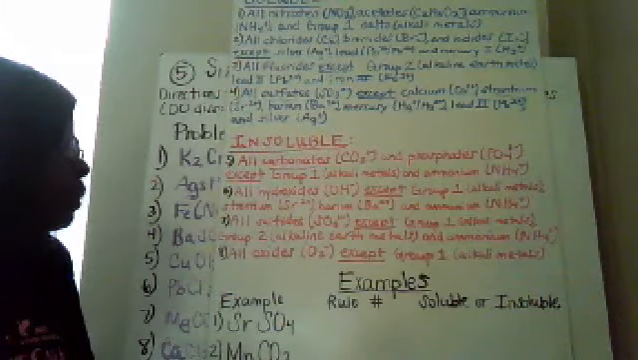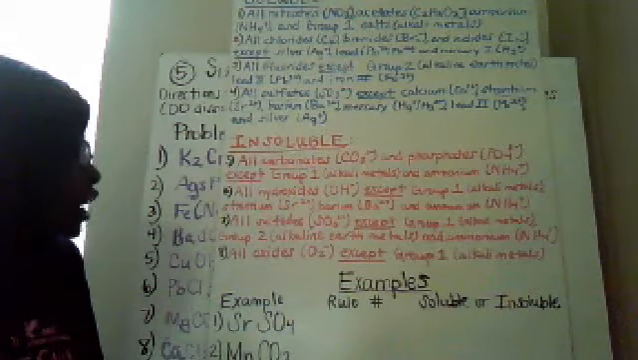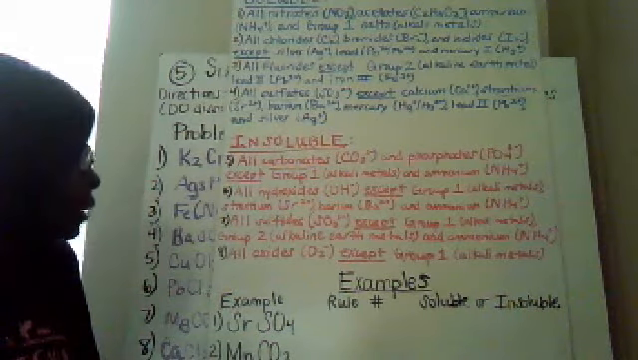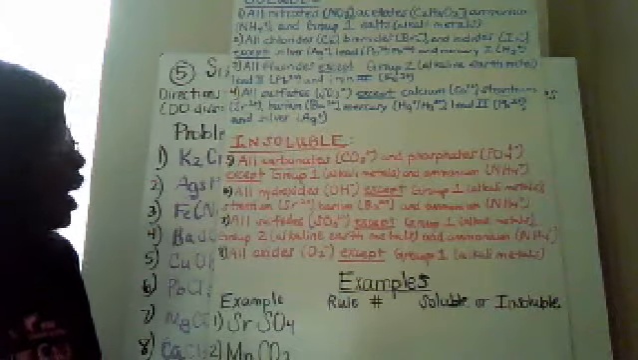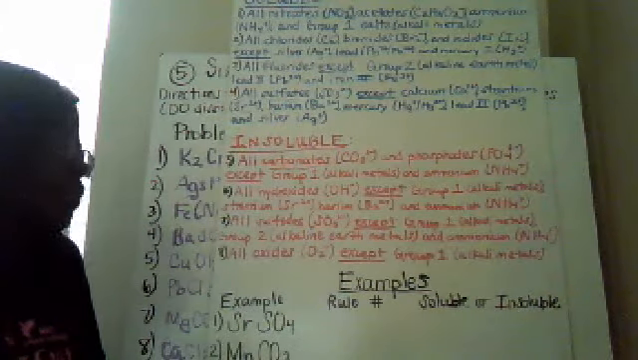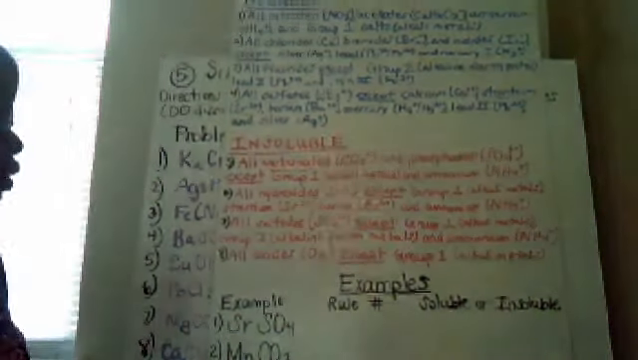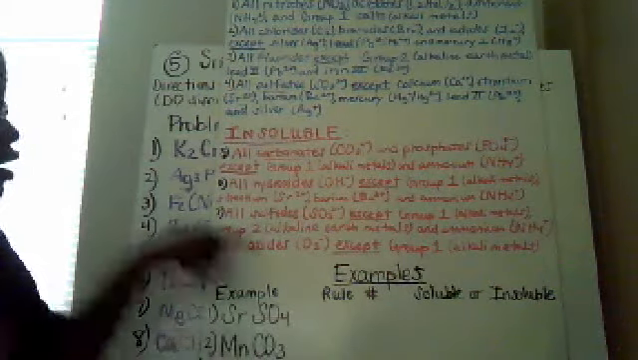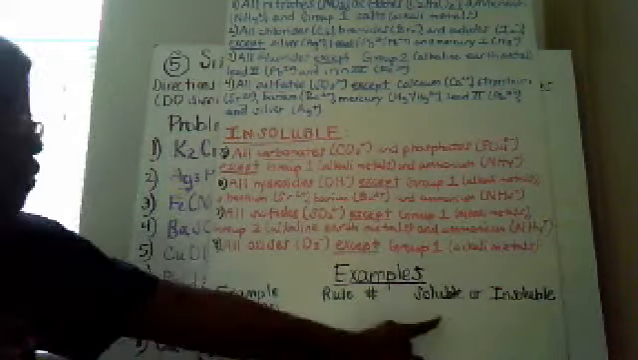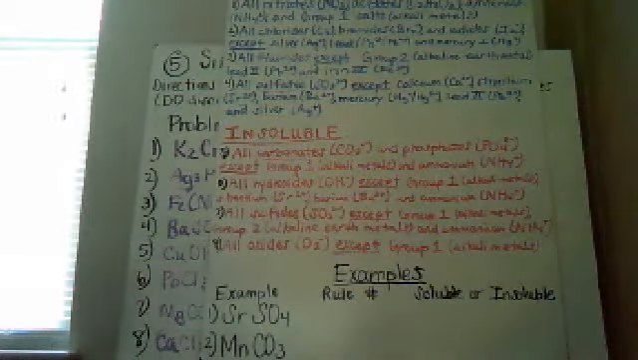metals, strontium, barium, and ammonium. Rule 7: all sulfides are insoluble except when bonded with group 1 alkali metals, group 2 alkaline earth metals, and ammonium. And rule 8: all oxides are insoluble except when bonded with group 1 elements. So if you look, we have some examples, and how you're going to tackle these examples is by stating the rule number, 1 through 8, and whether that is going to make it soluble or insoluble. So we look for the first one.